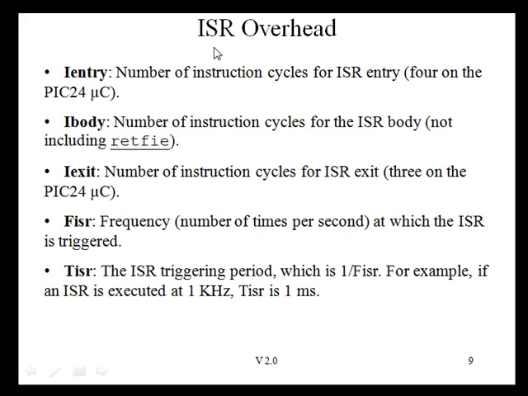So when an interrupt is recognized and an ISR is executed, we can think of it as stealing time from our foreground code. So how much time is this? Well, we have the entry into the ISR, which is 4 instruction cycles. We have the number of instruction cycles needed by the ISR, not including the return from interrupt. And then we have the exit from the ISR, which happens to be 3 machine cycles in the PIC24. We're going to look at the impact of this ISR overhead given a frequency of how often the interrupt service routine occurs, in terms of how many times it's triggered per second.